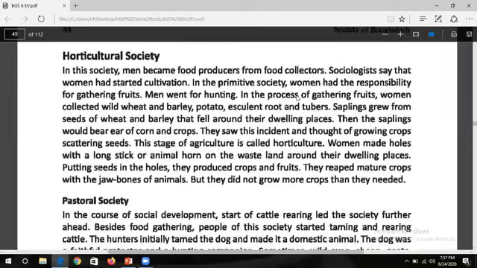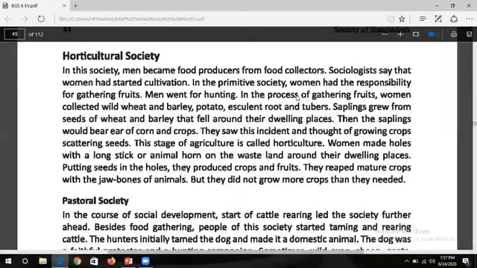Horticulture society. In this society, men became food producers from food collectors. Sociologists say that women had started cultivations. In the primitive society, women had the responsibility for gathering fruits. Men went for hunting.